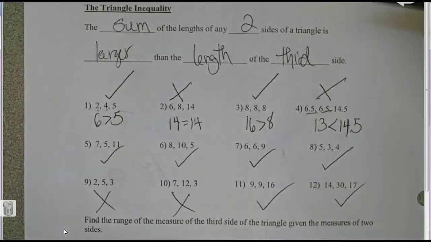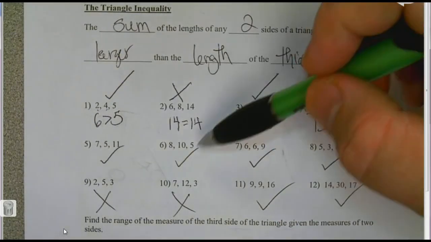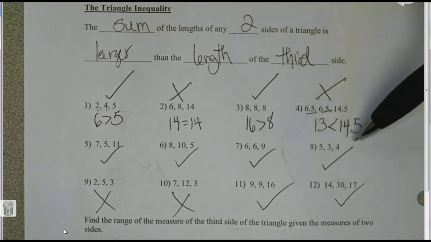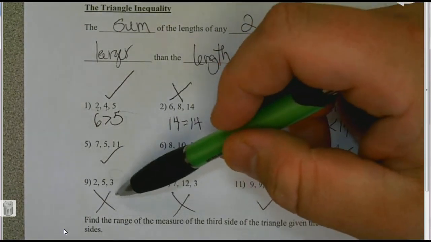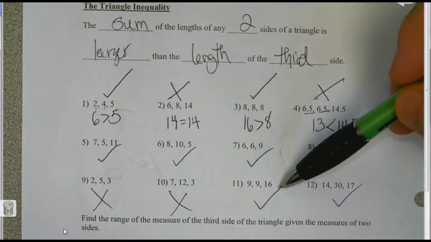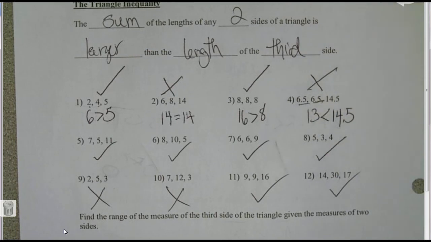Okay, so hopefully you tried all these out. 7 plus 5 is 12, that's better. 8 plus 5 is 13. 6 plus 6 is 12. 3 plus 4 is 7. 2 plus 3 is 5, that's a no. 7 plus 3 is 10, that's a no. 9 plus 9 is 18, we're good. 14 plus 17 is 31. So again, if you're trying to make sure whether or not three numbers could make a triangle, that's how you test it. If the smallest two numbers add to more than the third one, you're good.